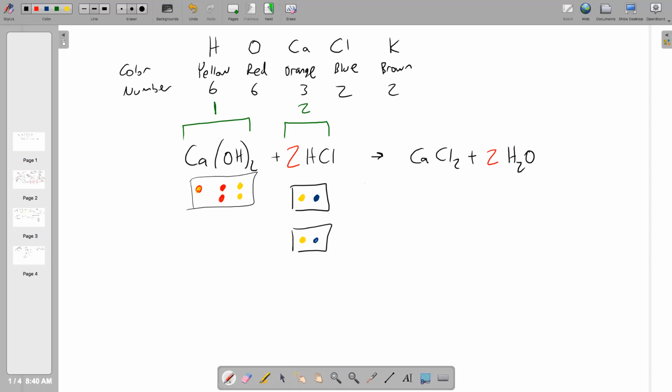Whenever you're finished, this calcium chloride, there's only 1 calcium chloride. The calcium has that orange that came over from the calcium hydroxide. And then 2 chlorines, those are the 2 blue ones. But then there are 2 separate H2Os. This screen doesn't look so good; this one looks better. And each H2O is 2 yellows and 1 red.